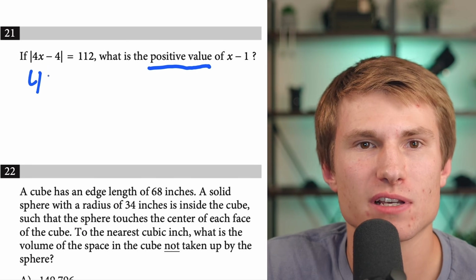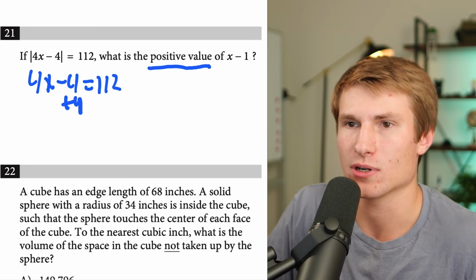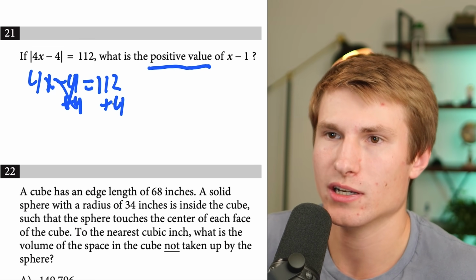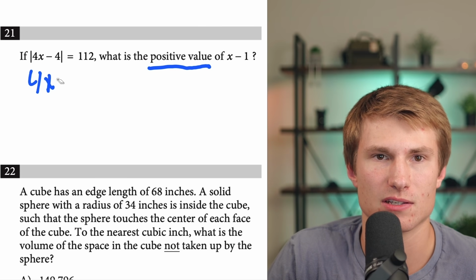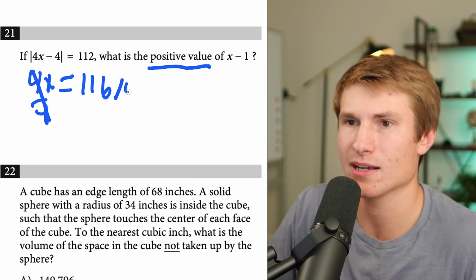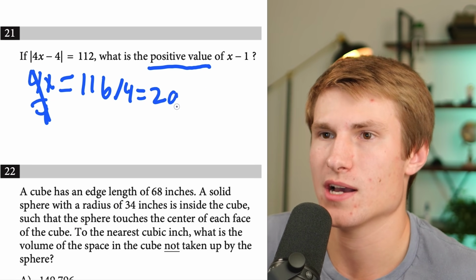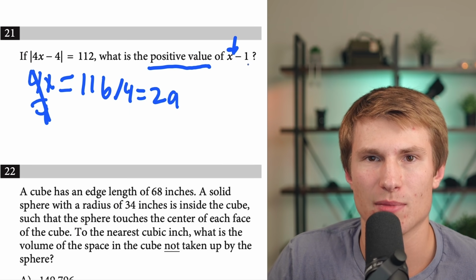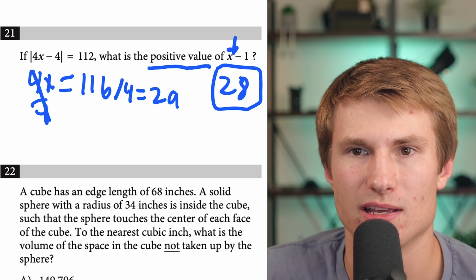The first thing I would do is write 4x minus 4 is equal to 112. Then I will add 4 to both sides. This will cancel to 0, and 112 plus 4 will give us 116. So I can write this as 4x is equal to 116. Then I divide both sides by 4, and x is equal to 29. If we plug in 29 for x, we get 29 minus 1, which is positive. That's 28. So 28 is our answer.